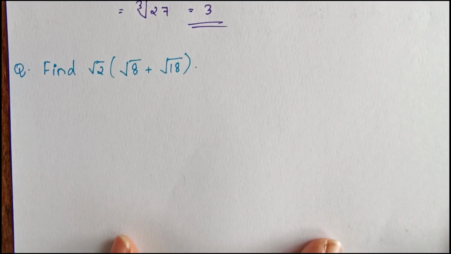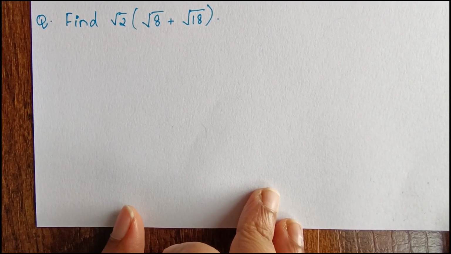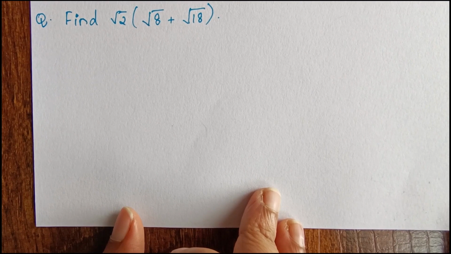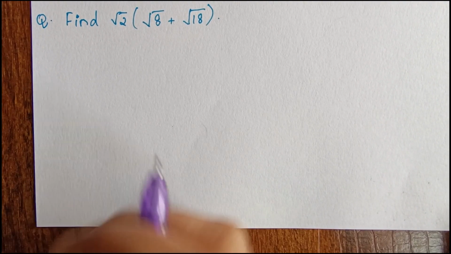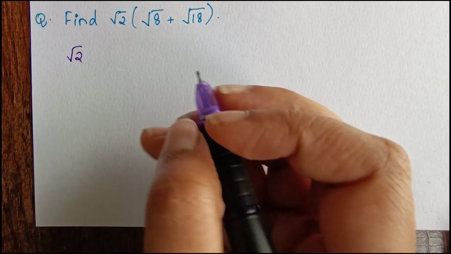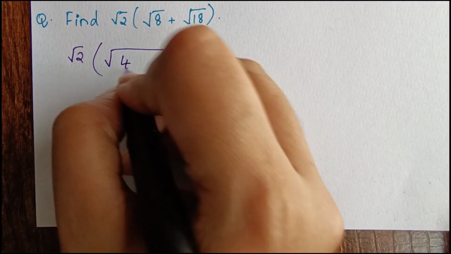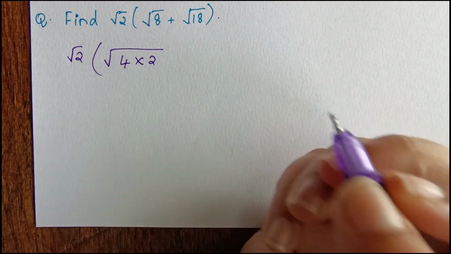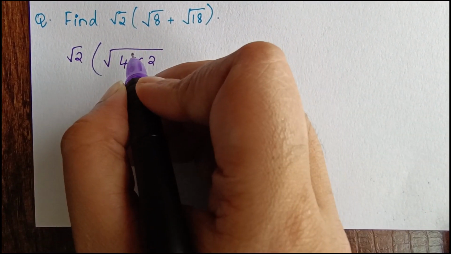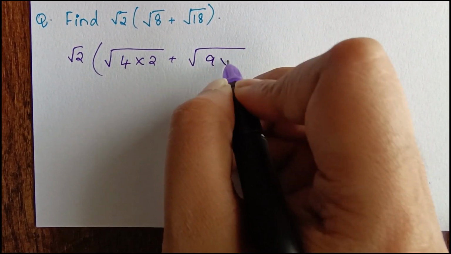Next question is, find root 2 into root of 8 plus root of 18. For such questions, you need to factorize the number. That is root 2 into, what is root of 8? It is actually 4 into 2. That is 2 into 2 into 2 also you can write. So 4 into 2 plus root of 18 means it is 9 into 2.